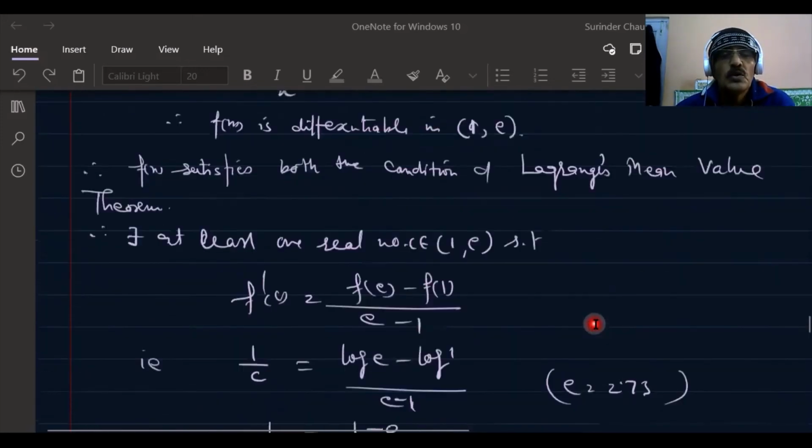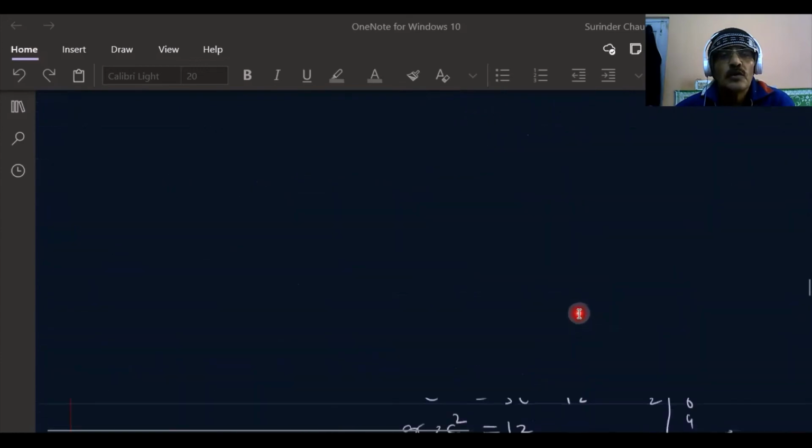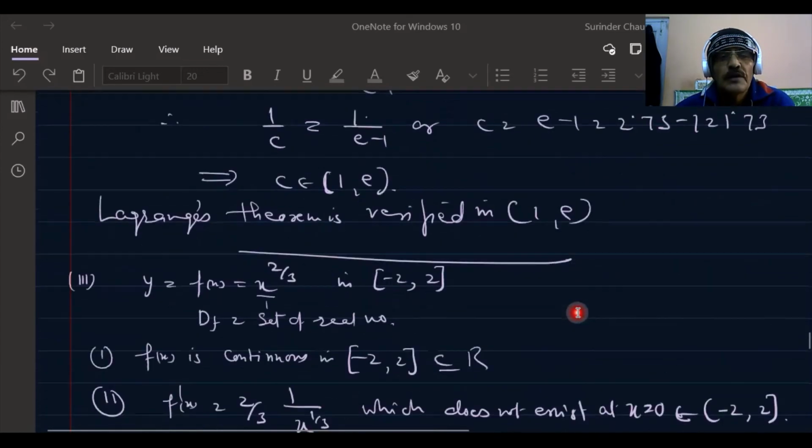Next problem is to apply Lagrange's mean value theorem to the function f(x) = x to the power 2/3. Again, what is the domain of this function? It is a subset of the real numbers. So this function is well defined for real numbers, and this implies that it is continuous. There is no point at which this is not defined, which means the limit exists at all points within this interval. Therefore, it is a continuous function.